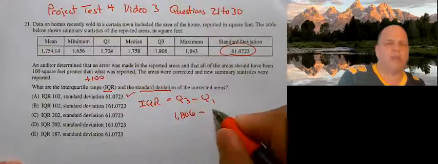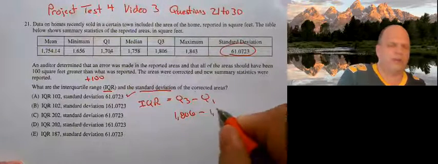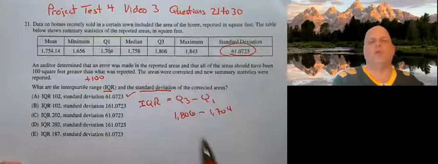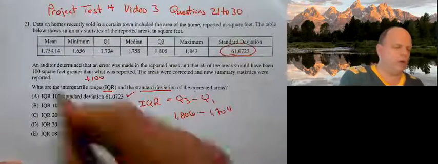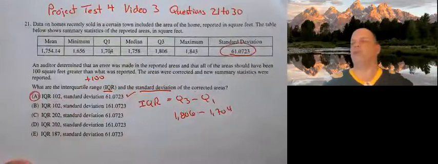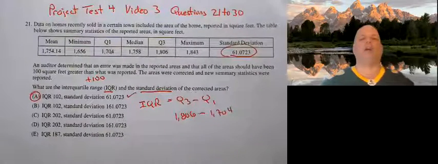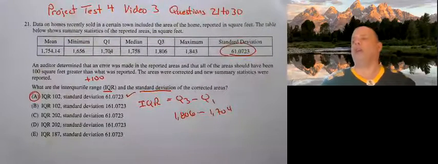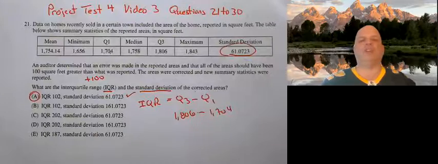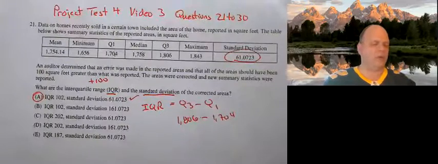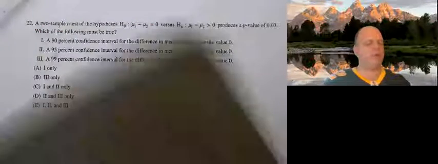1,806 minus 1,704. We subtract those two and we get an IQR of 102. Okay, the measures of center would have shifted by 100, but the measures of spread would not have changed. All right, and that's what they were testing you on right there. So that's 21.